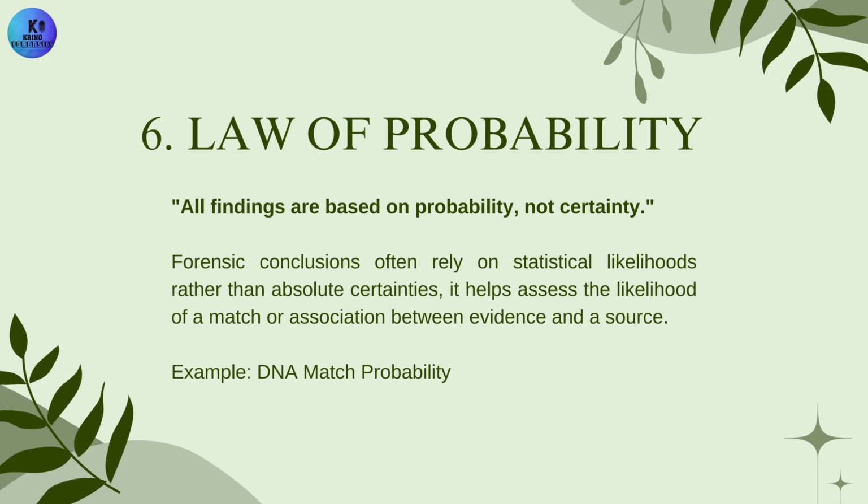Now we arrive at the law of probability, the principle that brings statistics into forensic science. This law states that all conclusions in forensic science are based on probabilities, not certainties. For example, when we say there is a 1 in a billion chance that someone else has the same DNA profile, we are expressing the strength of the evidence in probabilistic terms. The lower the probability of coincidence, the stronger the link. The law of probability ensures that forensic conclusions are scientifically sound and statistically justified.